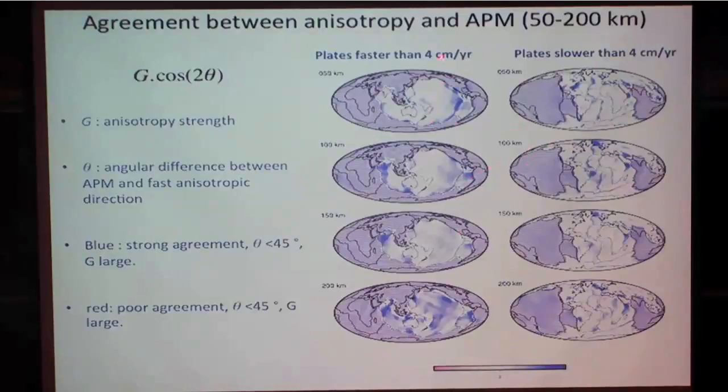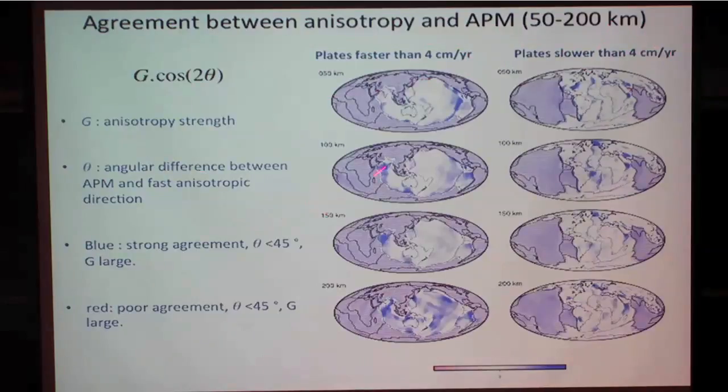If we plot now on this parameter, which is the strength of the anisotropy times the cosine of 2 theta, where theta is the angular difference between the APM, the absolute plate motion, and the fast directions, we plot it for plates that are faster than 4 centimeters per year and slower than 4 centimeters per year.